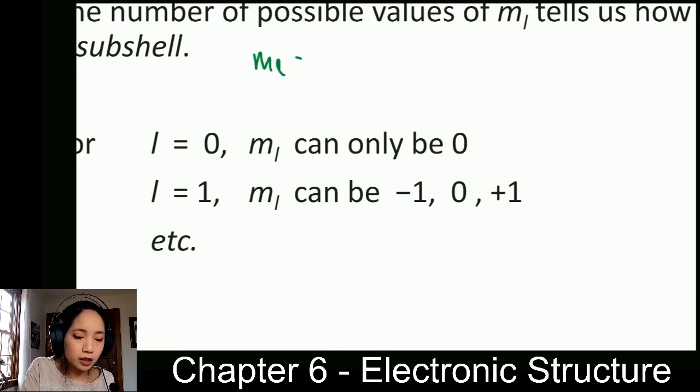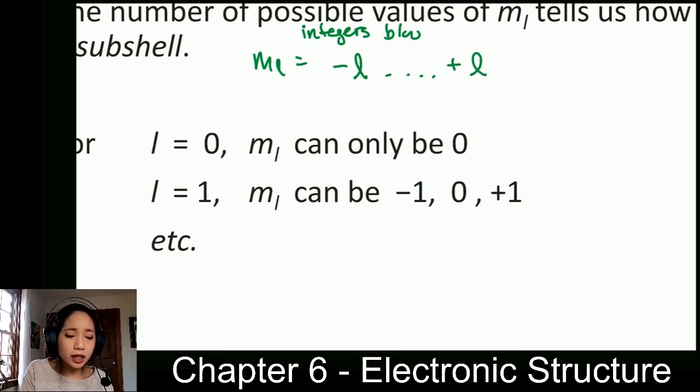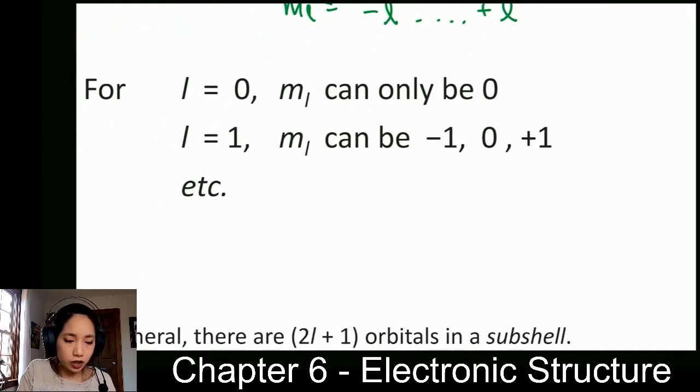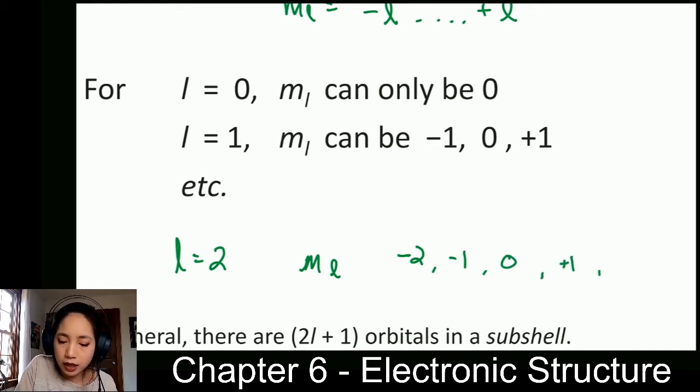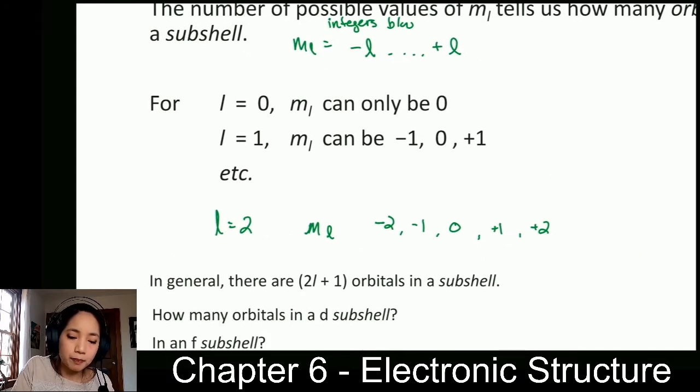So let's remember, mL equals all of the integers between negative L and positive L. If L equals 0, the only possible mL is also 0, because negative 0 to positive 0 is just 0. If L equals 1, that means we can have mL values of negative 1, 0, and positive 1, and so on. Let's do another one. If L equals 2, that means our possible mL values are negative 2, negative 1, 0, positive 1, and positive 2. All of these different mL values are different orientations.